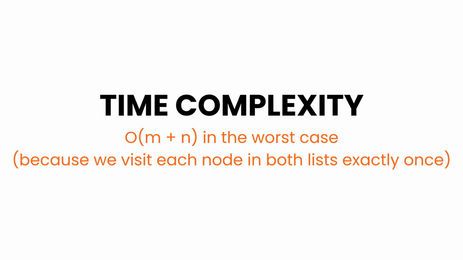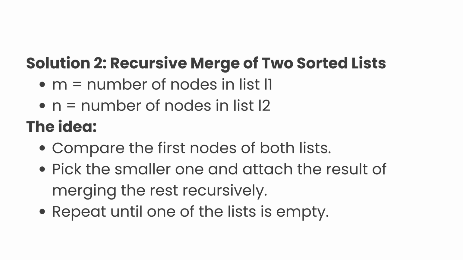The time complexity of this algorithm is O(M + N), because we visit each node in both lists exactly once. Here, M is the number of nodes in the first list, and N is the number of nodes in the second list. Now, let's look at the idea behind this solution.